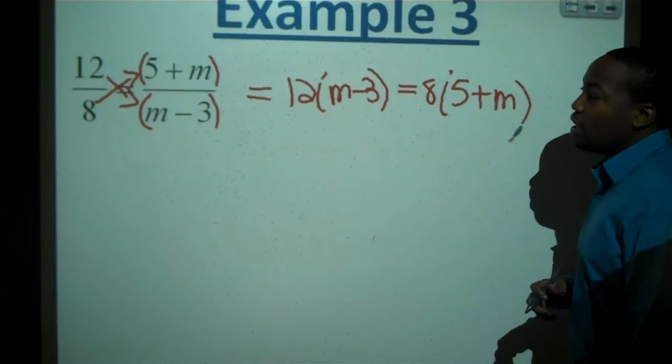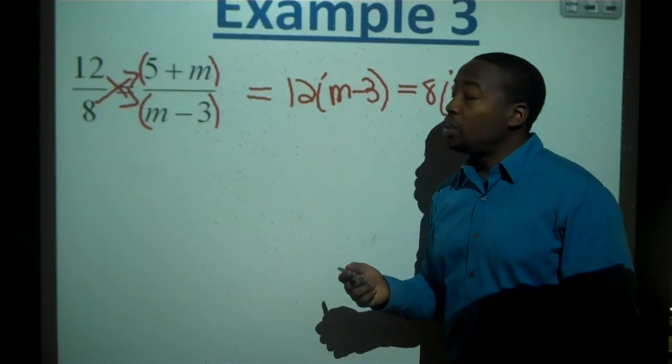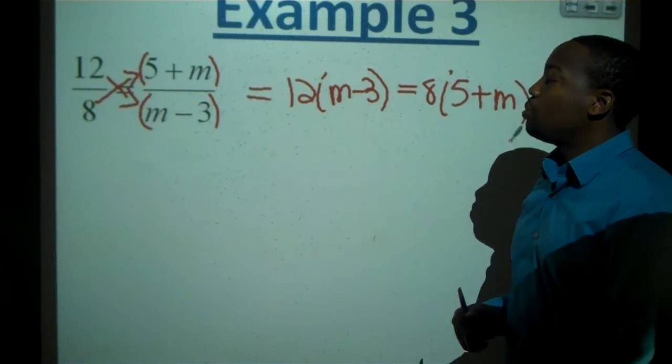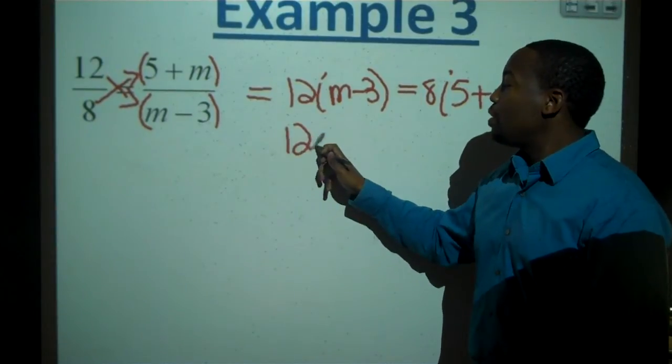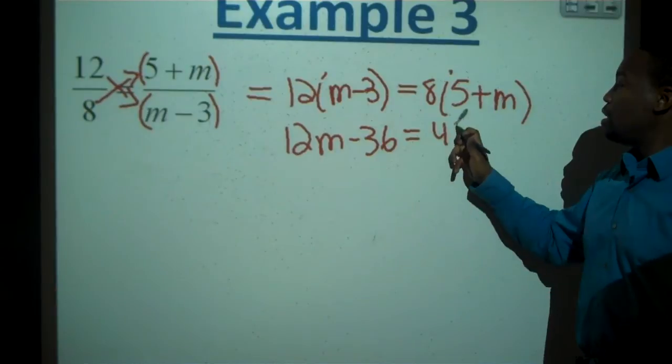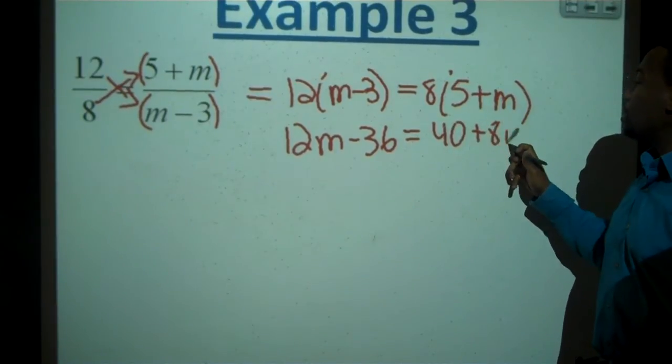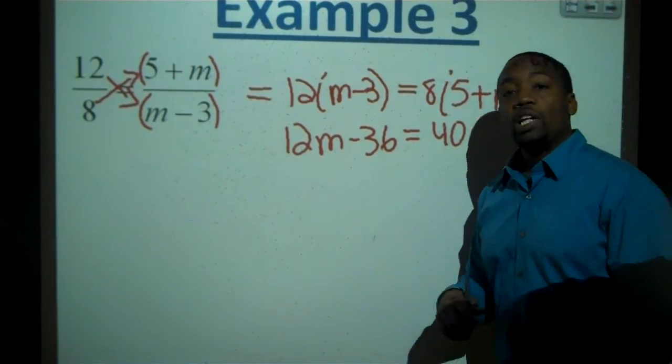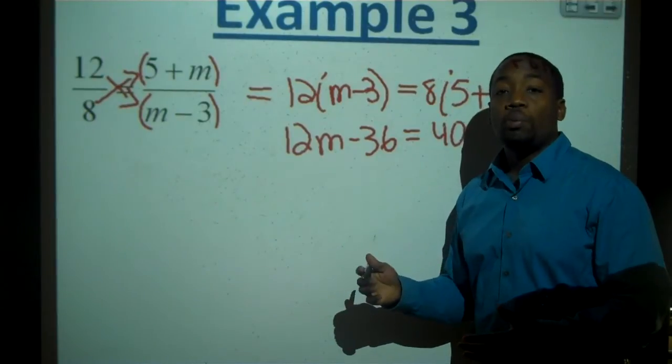Now from here, do the same thing I did in example 1. I'm going to have to distribute my 12m. So I receive 12m minus 36 is equal to 40 plus 8m. Now, like I mentioned before, I need to figure out where I want to put my variable and my number.